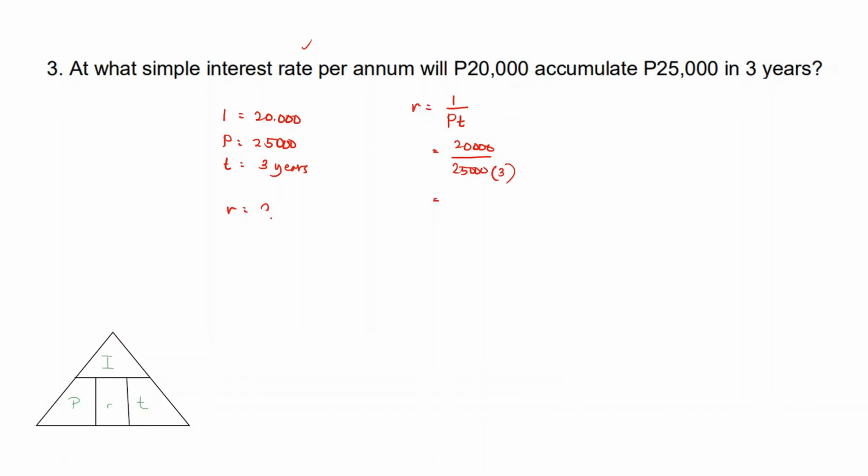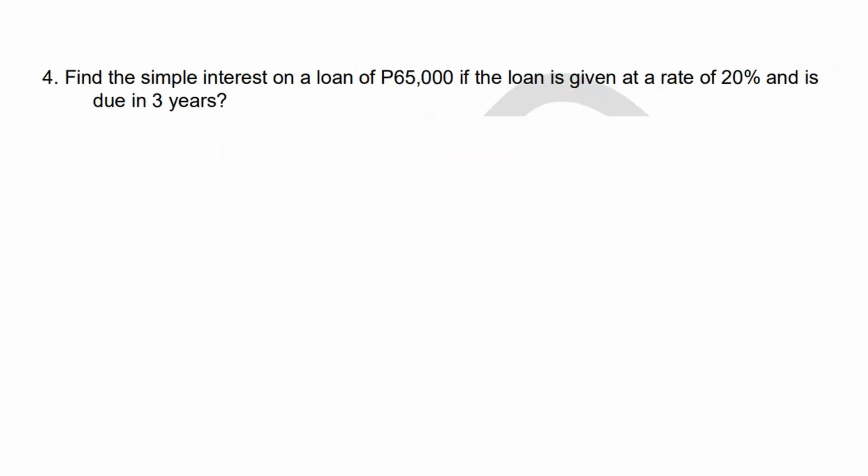So, using the calculator, that will be 20,000 over 25,000 times 3. We have in here 0.2667. Since this is in decimal, we have to transform that into percentage. So we will be moving 2 decimal places to the right. So that is 26.67%. Okay, let's move to number 4.